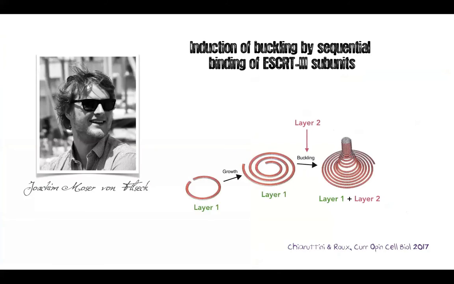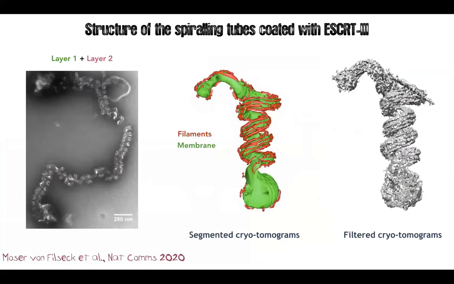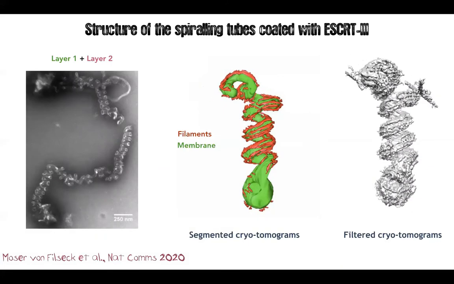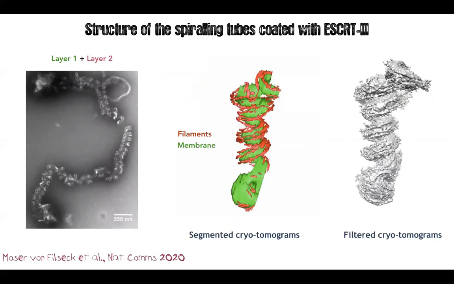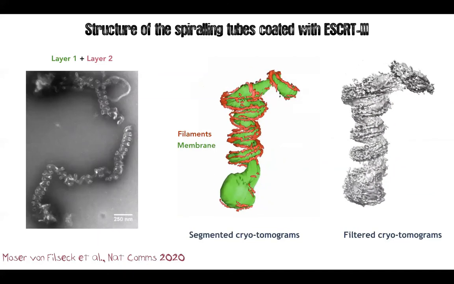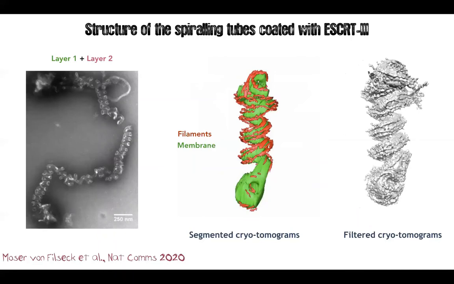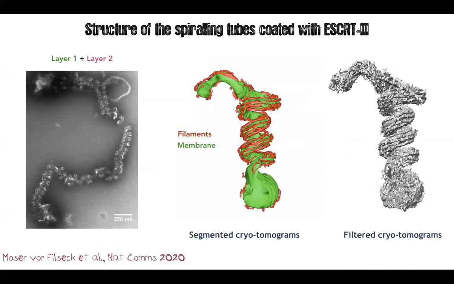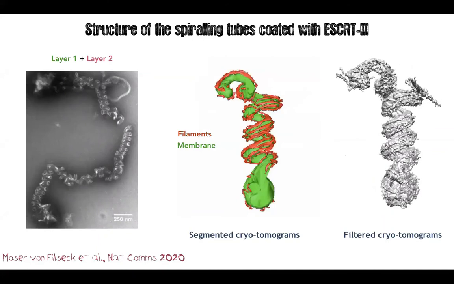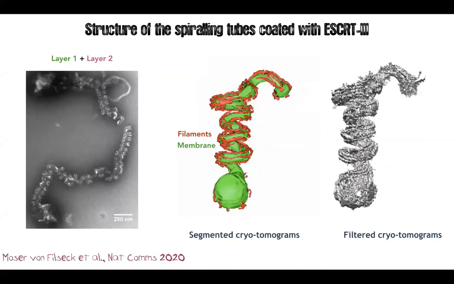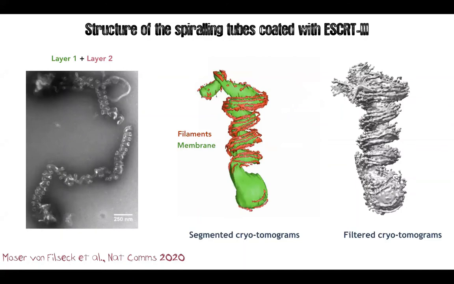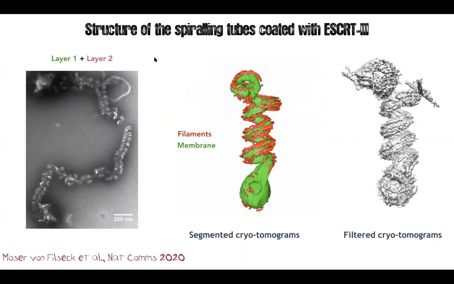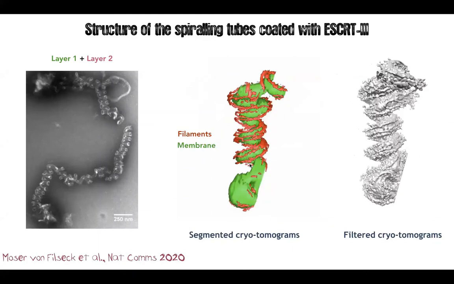Now, Joachim in the lab went a bit further into testing the possibility that adding the second layer would trigger the buckling transition. And indeed, what he observed was that you get a cylindrical structure with membrane inside, circled with the filaments, as you can see on this nice 3D reconstruction done by cryotomograms. The most striking feature of those is actually that you don't get a pure cylinder, but you actually get a helical tube, as you can see from the left picture here, and from, of course, the tomograms.